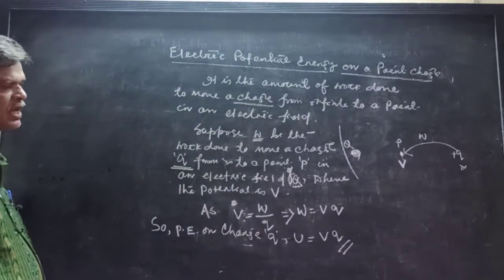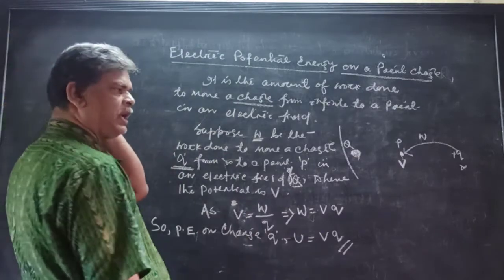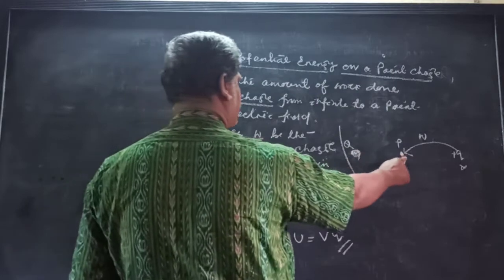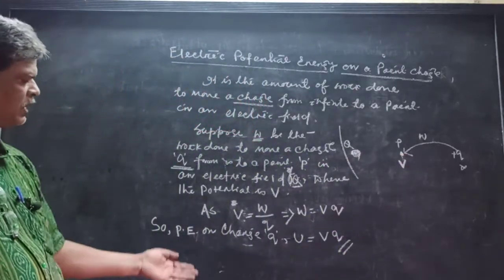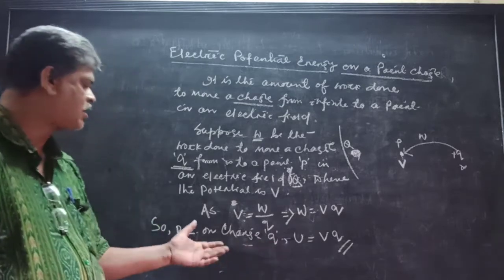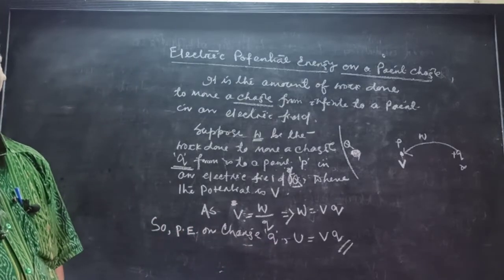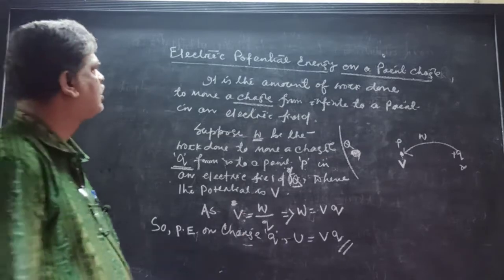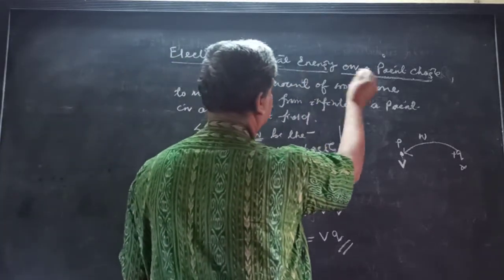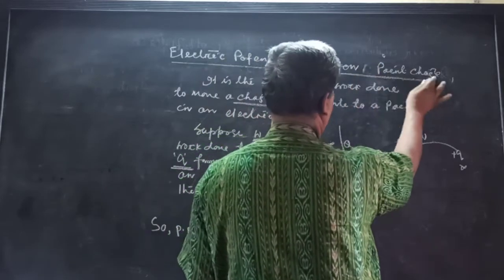So if we bring a charge from infinity to a point where the potential is V, then the work done is stored in the form of energy, which we call the electric potential energy on the charge Q. Clear. Now we will see what is the electric potential energy on a system of charges.